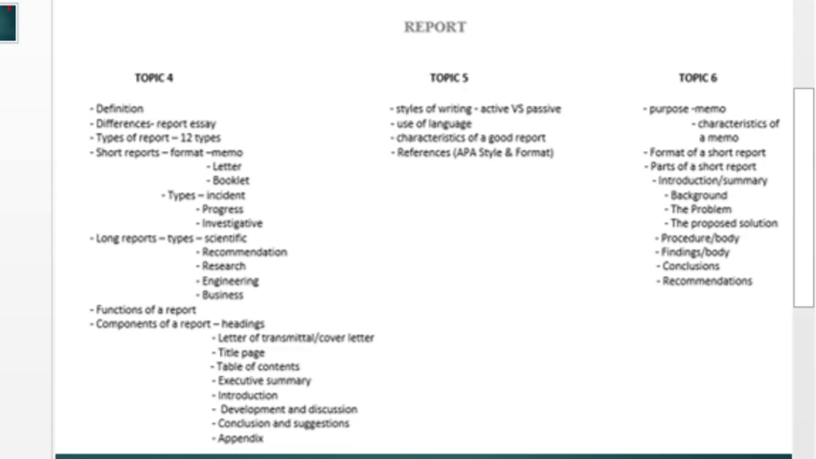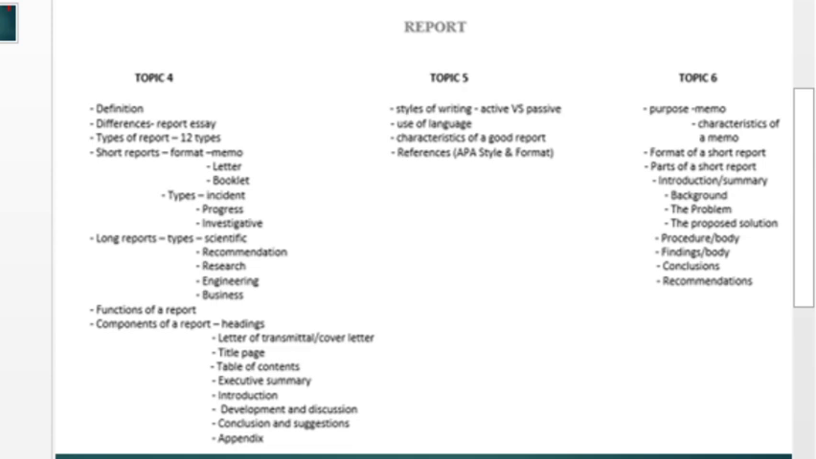There were short reports, which are in the form of memo, letter, and booklet, where it can be used to report on an incident, a progress, or an investigative outcome after you investigate an action and a case. Meanwhile, long reports are in the form of scientific reports, which is what you have studied in the lab. Recommendation, when there's a recommendation needed over a problem that occurred and what should be avoided in the following days, months, or weeks. And then a research report where you report your research findings.